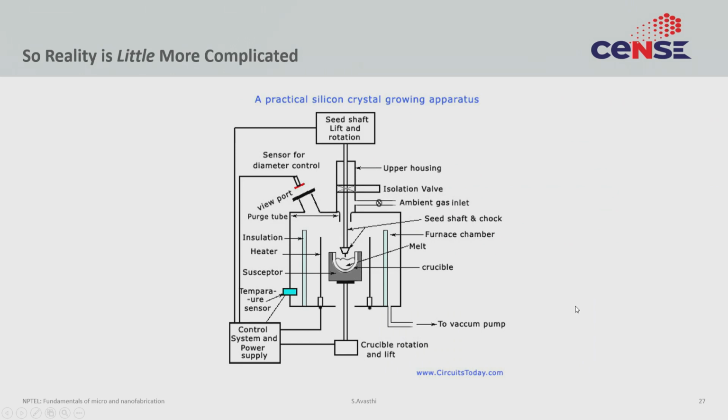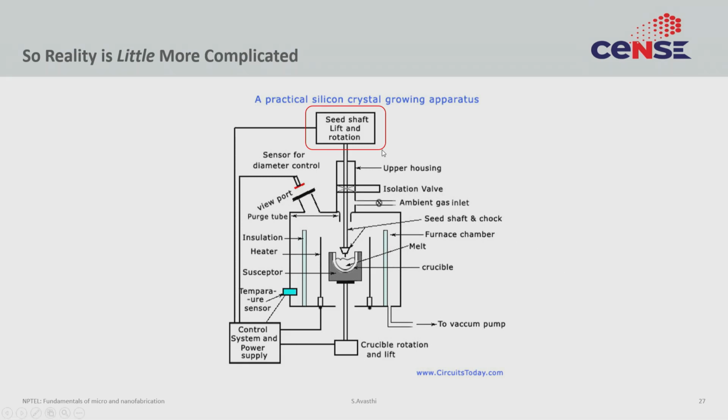Moving on. Of course, reality is always a little more complicated than the simple 1D model that I just discussed with you. Here is what an actual crystal growth system looks like. I will just highlight some of the important features. Number one, you notice that the seed and the shaft lift and rotation.